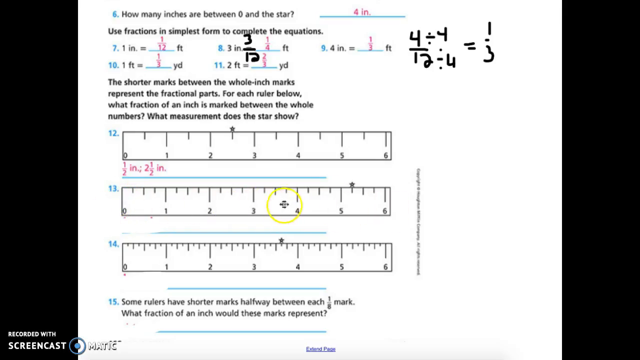So we're 1, 2, 3, 4, 5 inches over and 1/4. So it should be 5 1/4 inches total. Awesome.